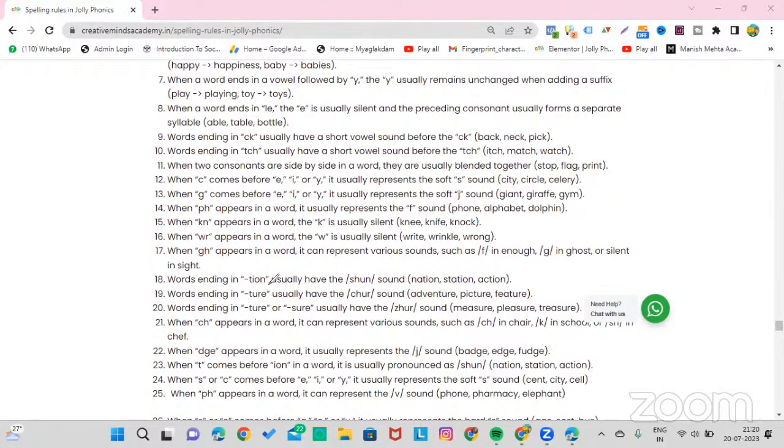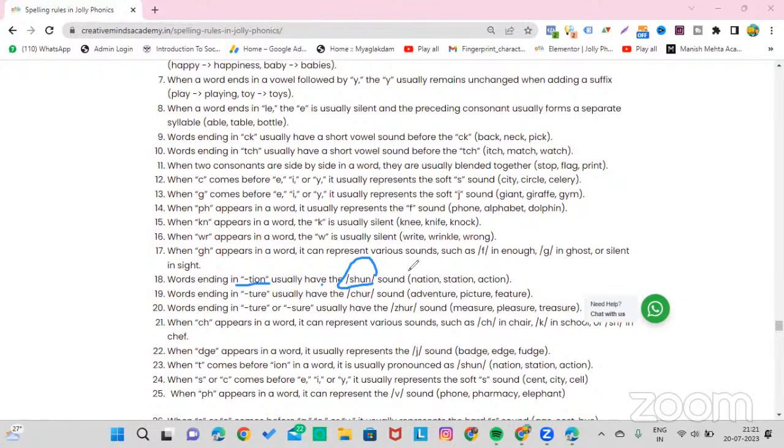Now, whenever you have TION, it always gives the shun sound. Mostly all TION makes the shun sound, like in nation, station, action.